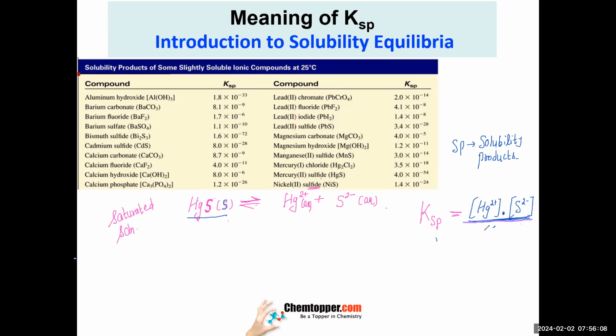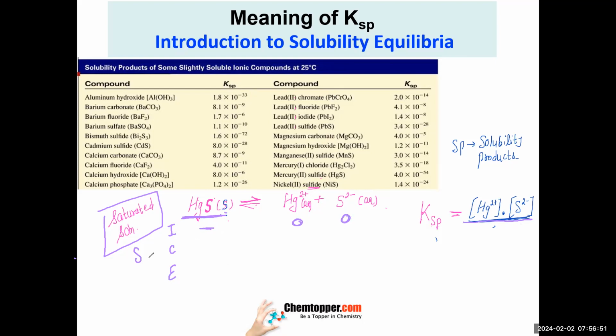Okay, children, this is your Ksp expression. If I say this is a saturated solution and the molar solubility of this compound is S, then it is a solid. So I can make the initial, change, equilibrium table. Put a dash here because solid is not part of it. Initially, when you added this solid, how much Hg2 plus is there? 0. How much S2 minus? 0.